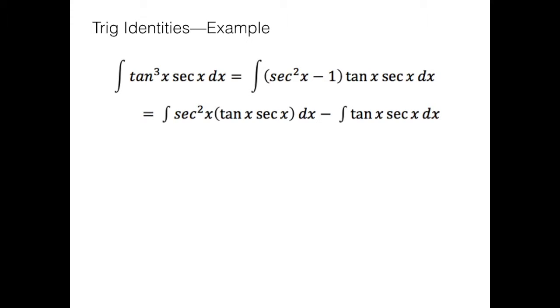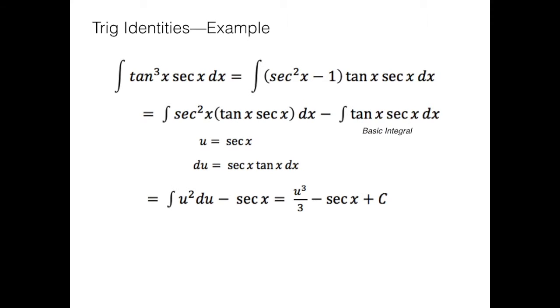It may look like we're making it a lot more complicated, but actually check this out. The first integral we can solve using u-substitution, setting secant x as u and secant x tan x dx as du. And then the second integral is actually just a basic integral. Tangent x secant x is, as we just saw, the derivative of secant x. So we use u-substitution on the first part, and we get the integral of u squared du minus secant x. Now simplifying this and integrating, that becomes u cubed over 3 minus secant x plus c. And then substituting secant x back in for u, we get your answer.